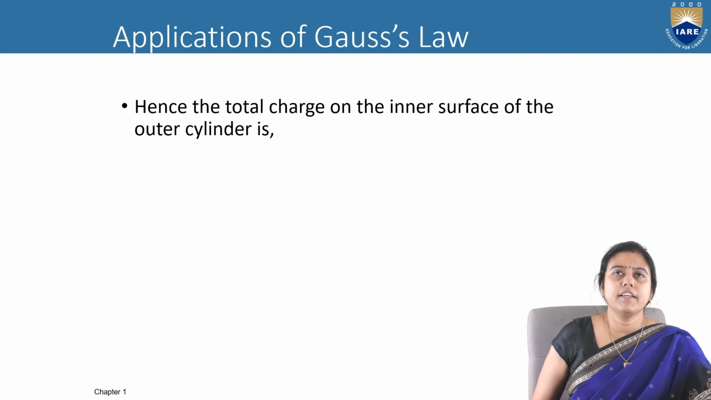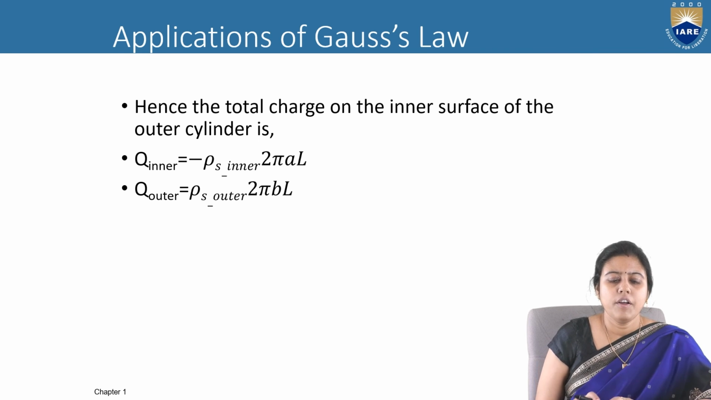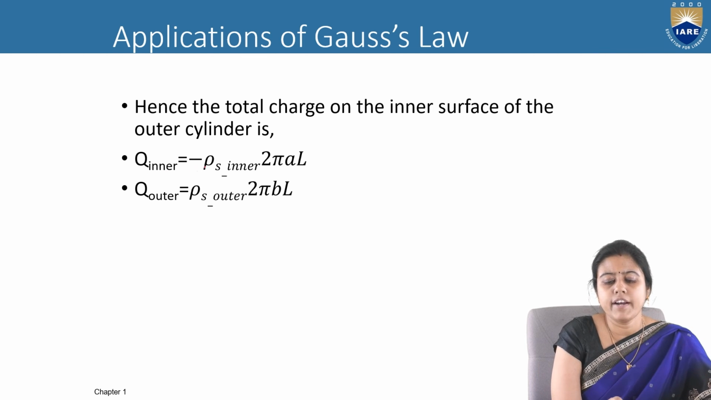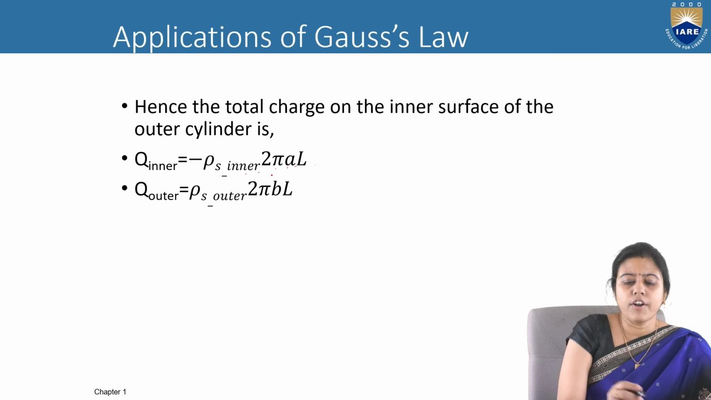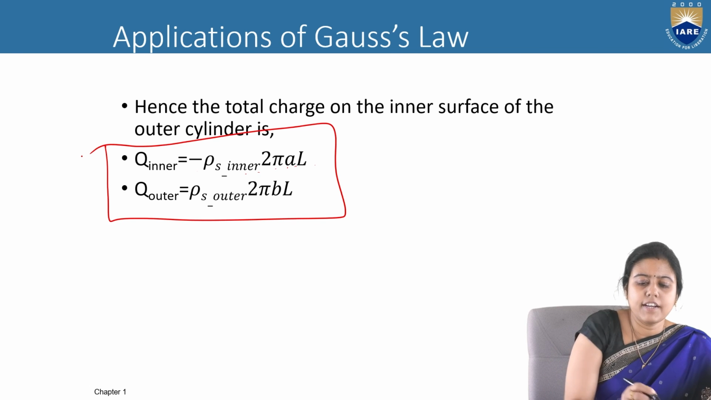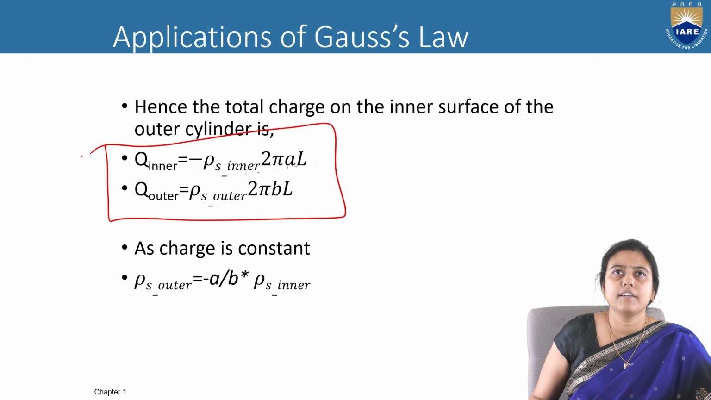Another application: we can also write Q inner is equal to ρ_s inner 2πaL, and Q outer is equal to ρ_s outer 2πbL. So this is only for the coaxial cylinder.